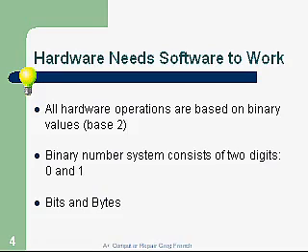Bits and bytes. A bit is 1 character, either 0 or 1. A byte is a group of 8 of these binary numbers.